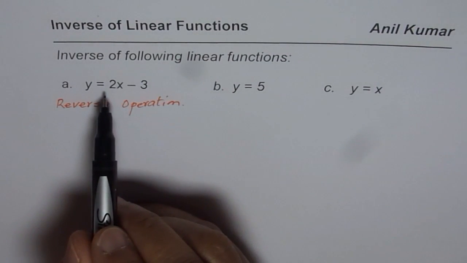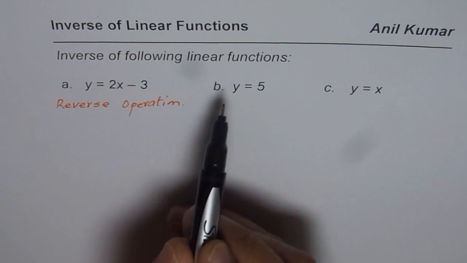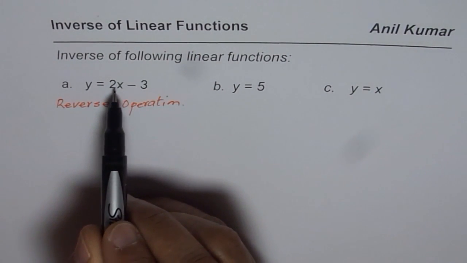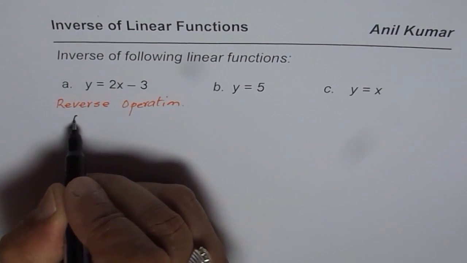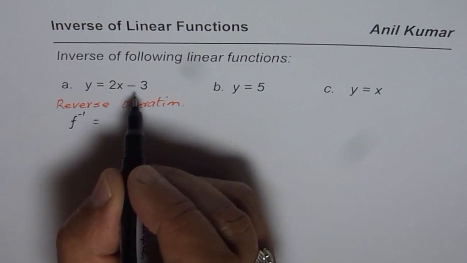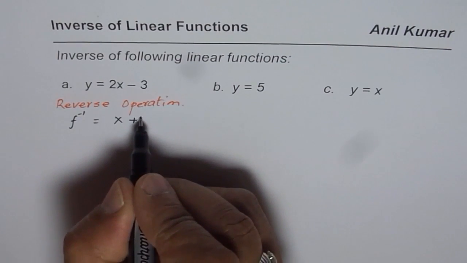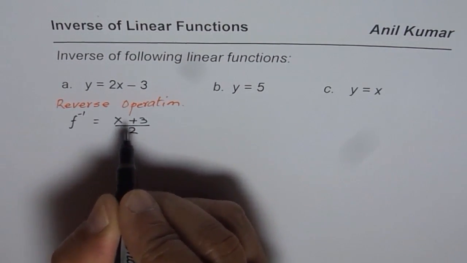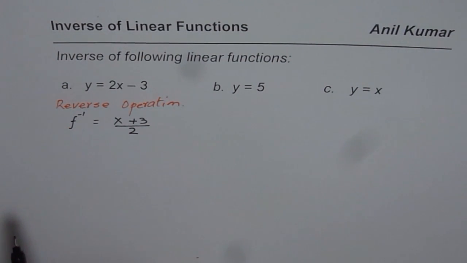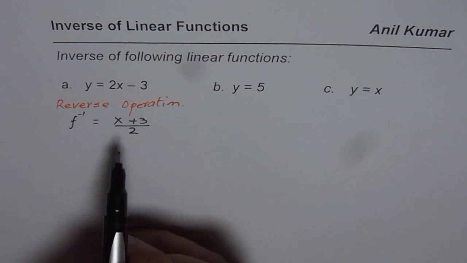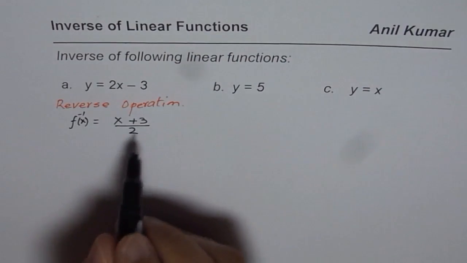Now how do you do the reverse operation? The operation is times 2 take away 3. Reverse will be add 3 divide by 2. You understand? So the reverse operation, we can write as f inverse of whatever input is there, add 3 and then divide by 2. So that becomes the reverse operation, and this becomes the inverse of the given function. Now in this particular case, since it is also a function, I'm writing f inverse of x, right? So it is a function.